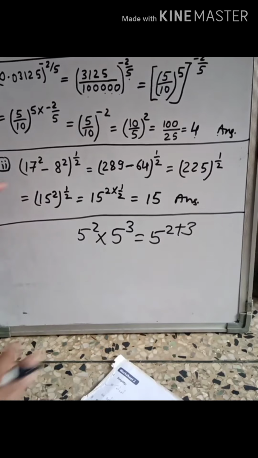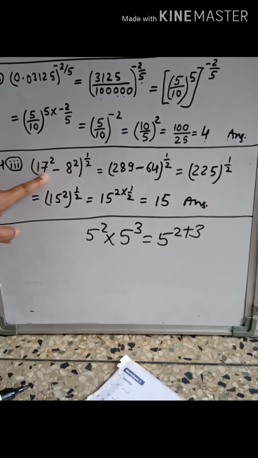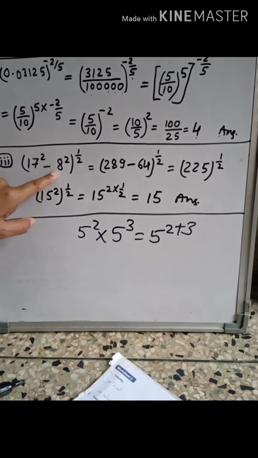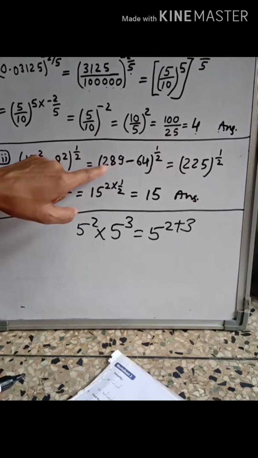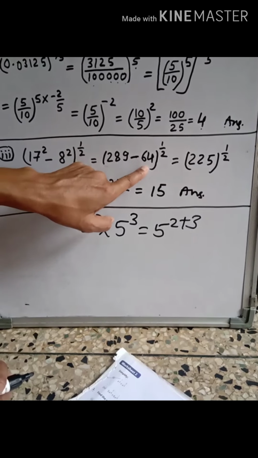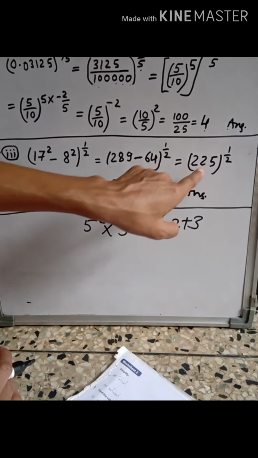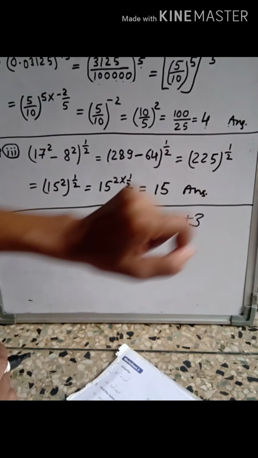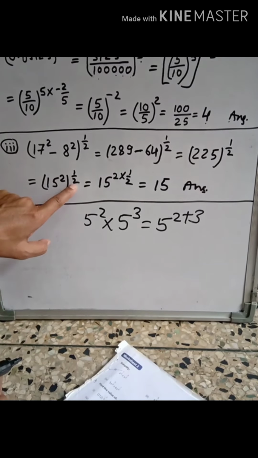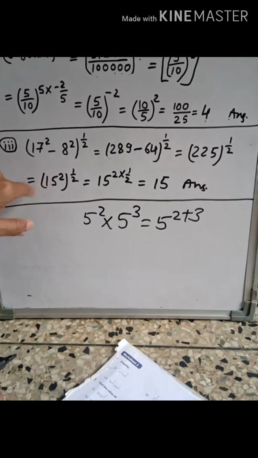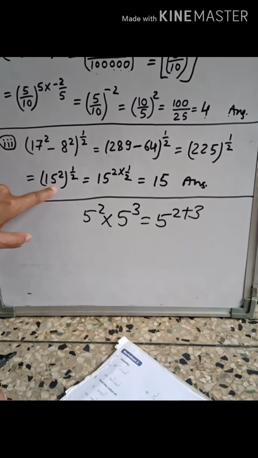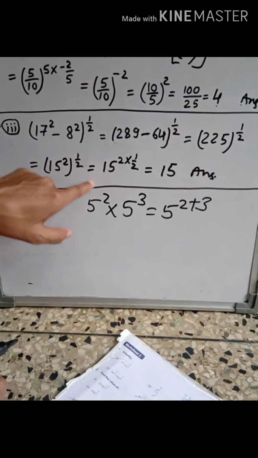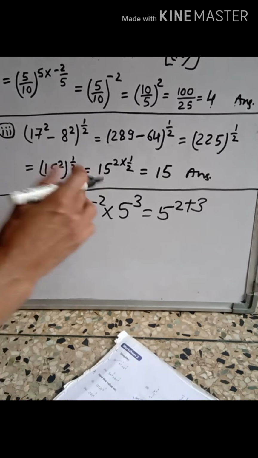So we will solve by the usual method. 17 square will be 289 and 8 square will become 64. 289 minus 64 will become 225, and outside it is 1 upon 2. So 1 upon 2 means it is possible to convert into power form, power 2. So this is 15 square. 2 cancelled, so the answer is 15.